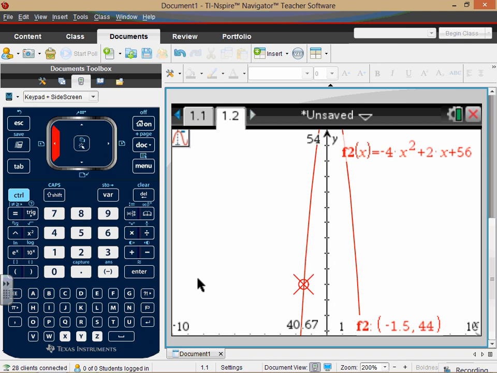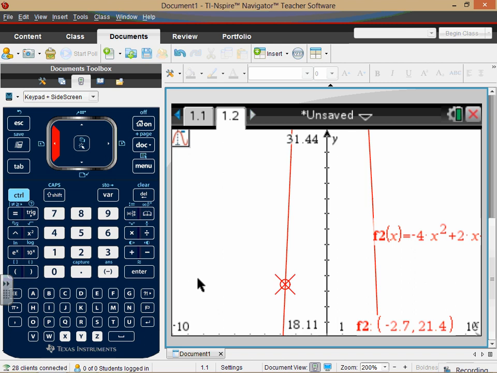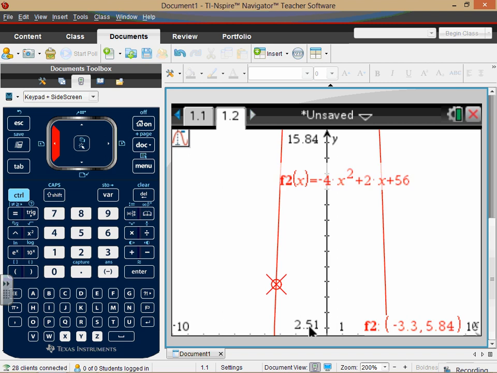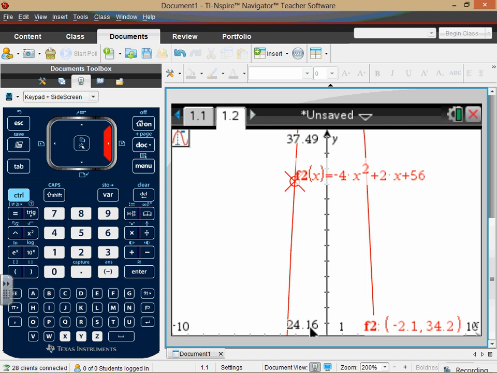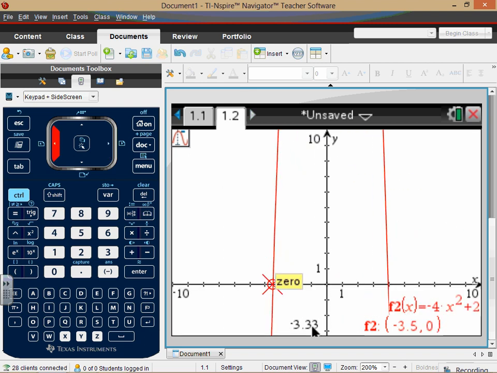And I'll go to the left first. How do you know you're going the right way? That's an interesting question. Okay. Right here is my y value. And if that number is getting smaller, it means I'm getting closer to the x-axis. If it's getting bigger, it means I'm getting further away from the x-axis. So if I was getting bigger, that would be bad. There we go. Okay. So my first zero is what? Negative 3.5.